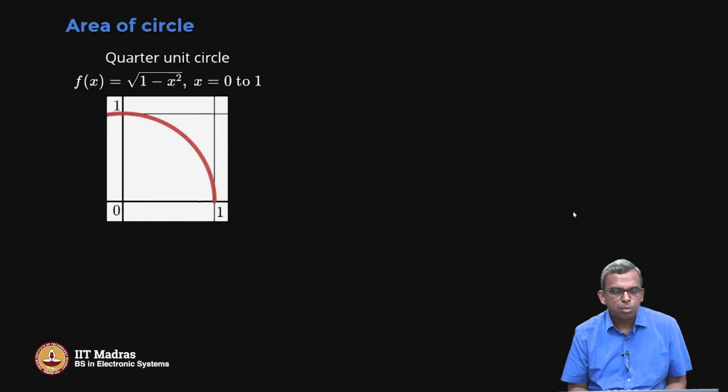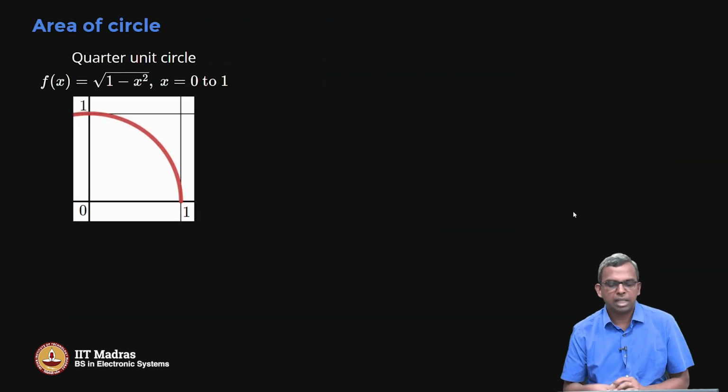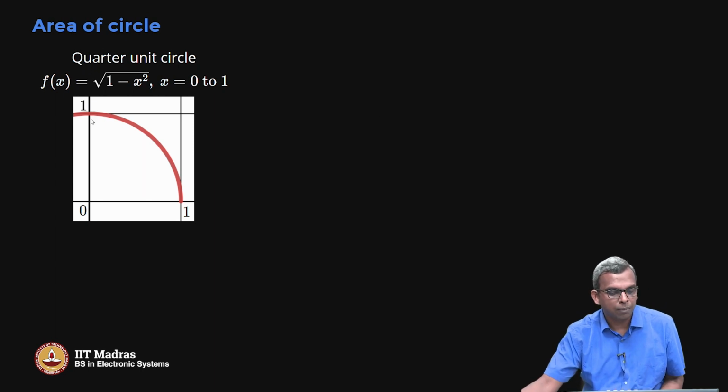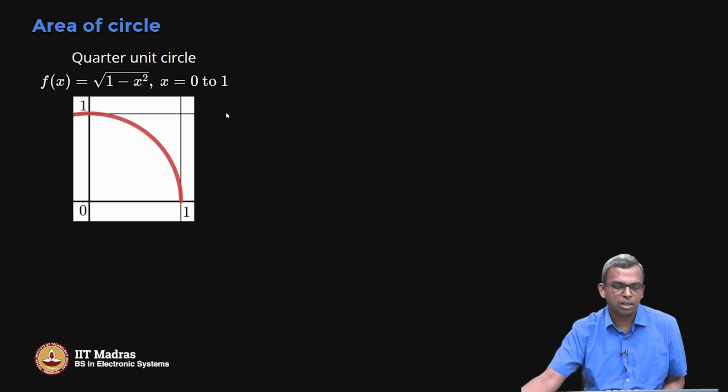Okay. So let us move on to the area of a circle. Once again I will start with a quarter unit circle, just the quarter now, not even the semicircle. So we are just doing a quarter from 0 to 1. The function is still root of 1 minus x squared, x is going to go from 0 to 1. So this is a quarter of a circle. It is enough if I find this area, right? The area of the circle is 4 times this.